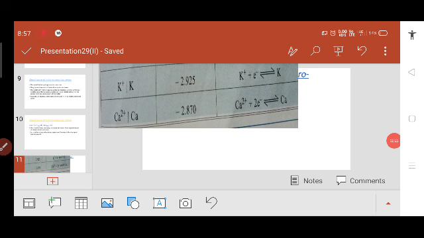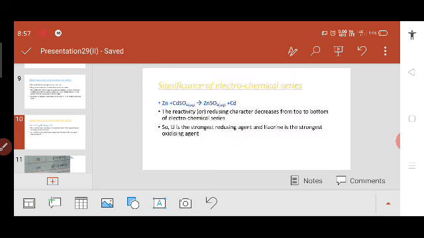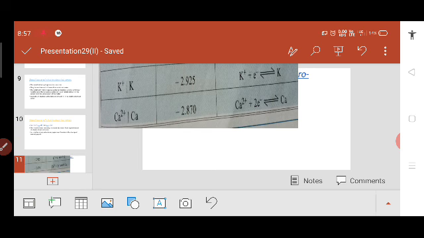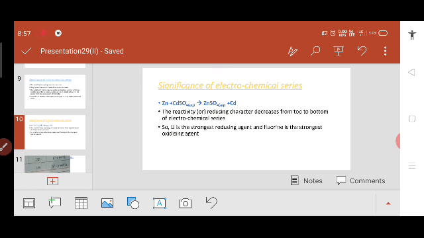In further classes, we will discuss electromotive force, its calculation, and numerical problems on EMF.